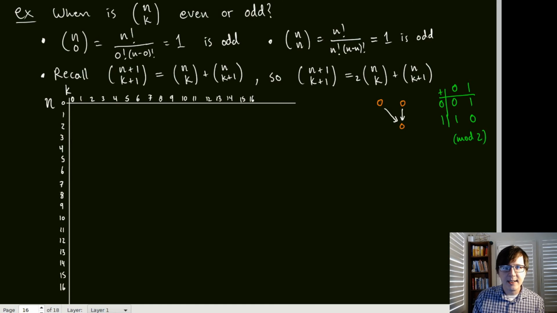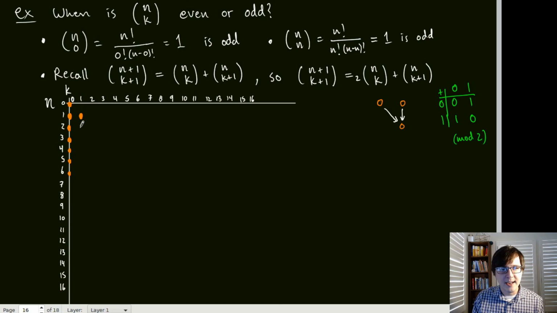So let's see. We have a base case, which is 0 choose 0 is 1. And also, n choose 0 is always 1, so those are all odd. Also, now we use this rule. So like the 1, 1 entry: we look at the 2 entries right above it and to the left, and there's exactly 1 that's odd between them. So this is odd.